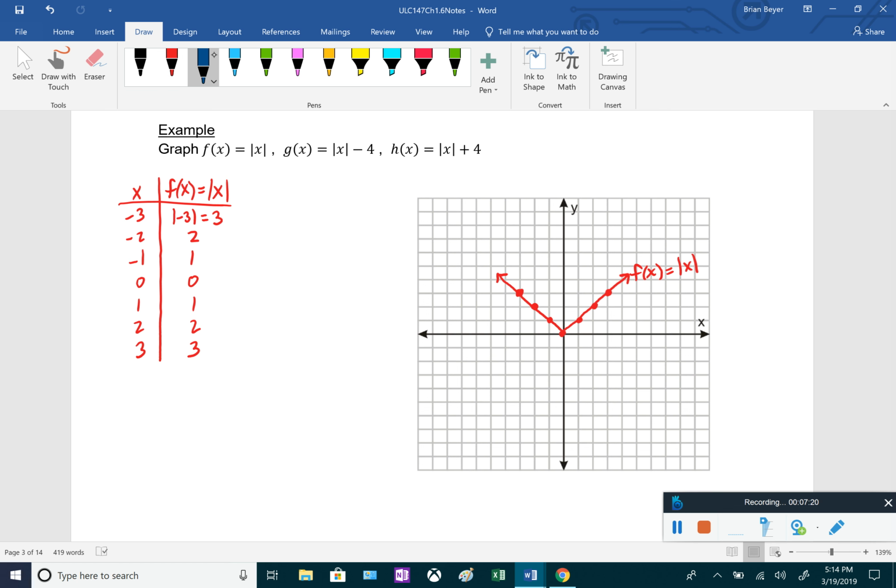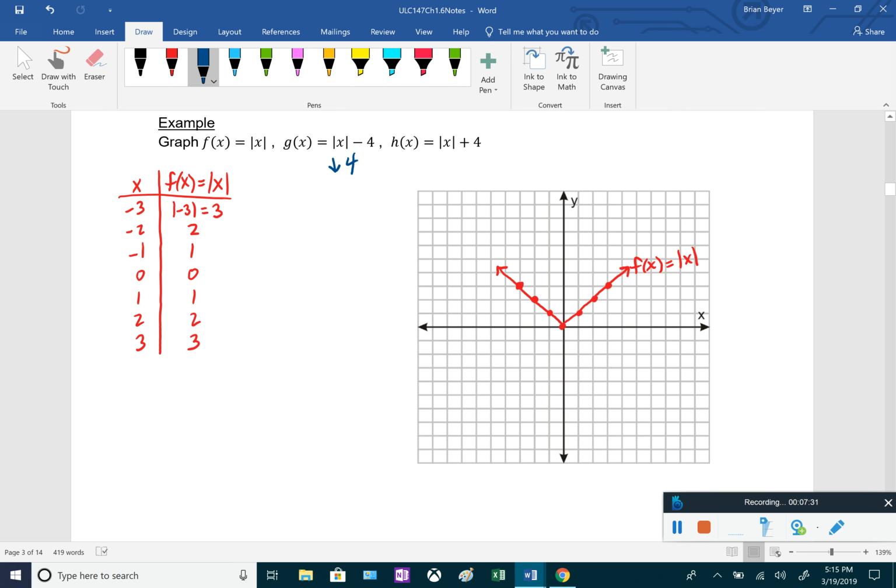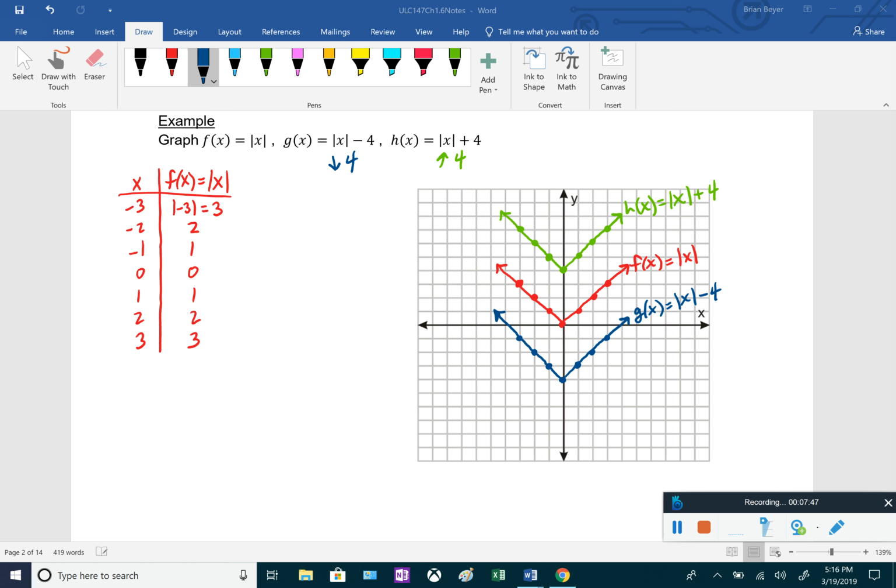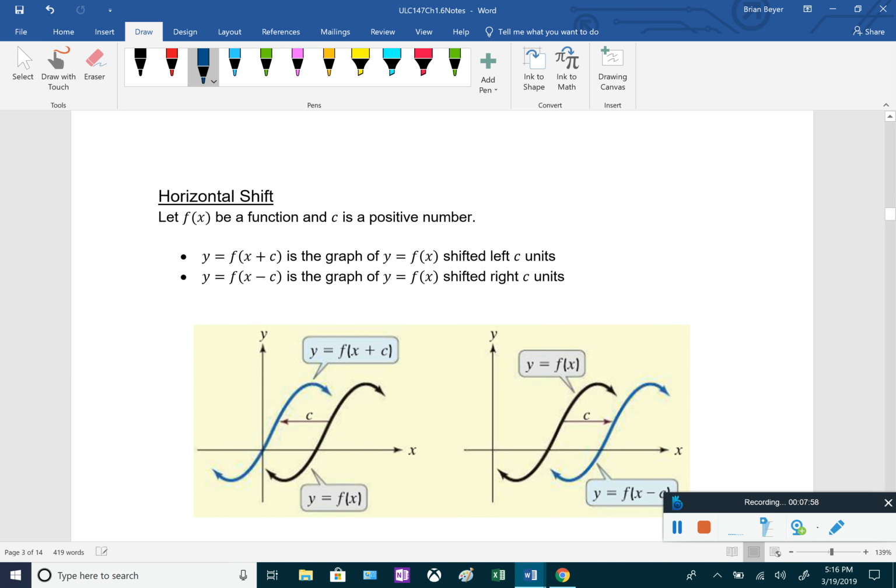Okay, for g of x here, we have this graph moving down 4 because it's the absolute value of x minus 4. So we're going to take every point and move it down 4 and then connect those lines, and we'll end up with that graph. For the next one, h of x, we have the absolute value of x plus 4. Since it's plus 4, we're moving everything up 4 units. We'll plot those, and we will end up with that for h of x. It is the function f of x moved up 4 units. Okay, so that is the vertical shift.